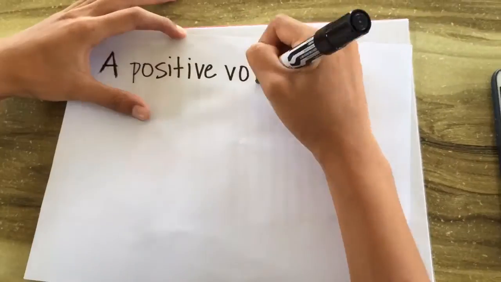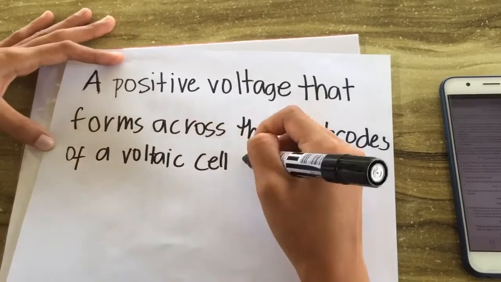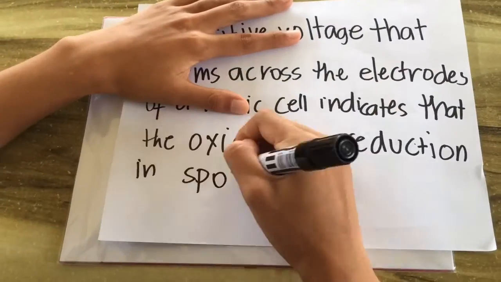A positive voltage that forms across the electrodes of a voltaic cell indicates that the oxidation-reduction is a spontaneous reaction. As long as we can identify the actual reduction and oxidation processes that will occur in a redox reaction, the general description of the standard reduction potential for any redox reaction would be this.